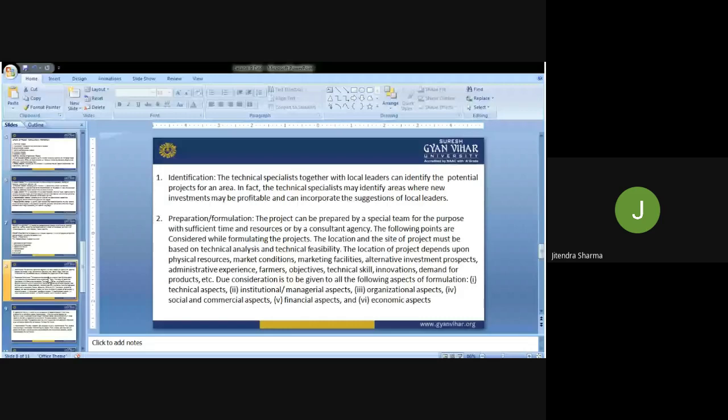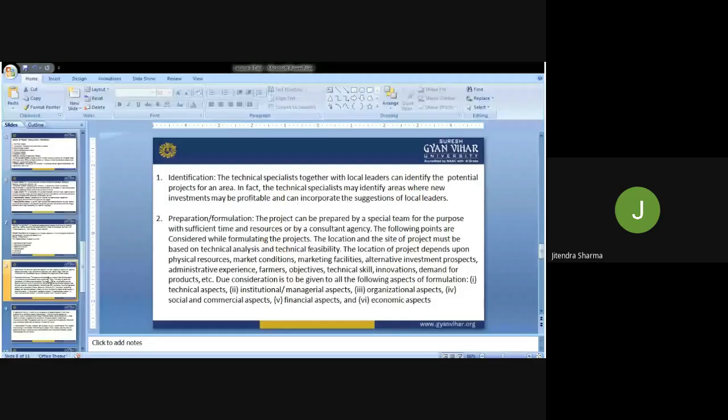For example, we have the Rajasthan Canal. How we can bring the water of the river Ganga into the desert area of Rajasthan. That kind of big project has to be guided by the technical specialists together with the local leaders, who can identify the potential project for an area. The technical specialist may identify areas where new investment may be possible and incorporate the suggestions of the local leaders, because the leaders are an integral part of the formulation. That's why the people who have technical know-how regarding project formation have to share it and prepare a specific report to formulate a project for a particular area.